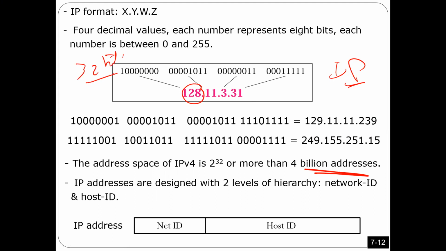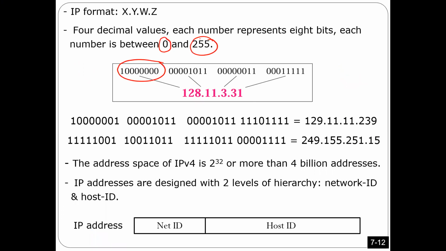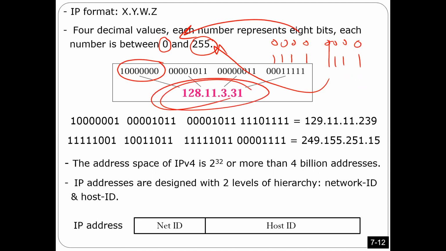Make sense? Any questions? And because, as you also know from digital systems, this one is 8 bits, it has to be a number from 0 until 255. So if you have 8 zeros, this is 0. If you have 8 ones, this is 255. Is that okay? So again, you have 4 numbers. Every number is between 0 and 255, and we write it this way. Any questions?